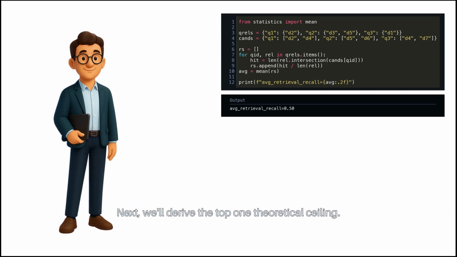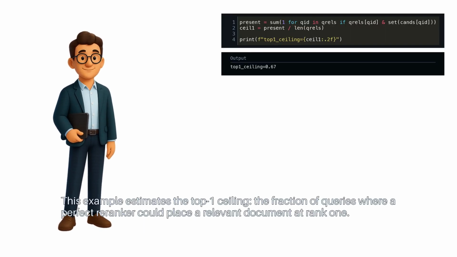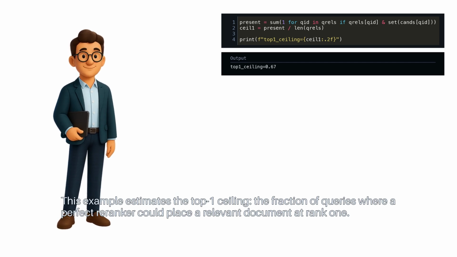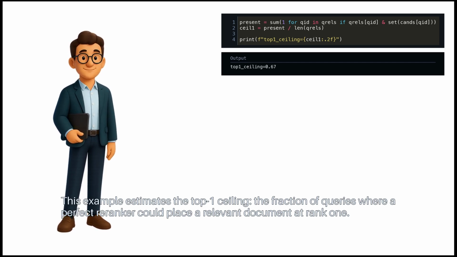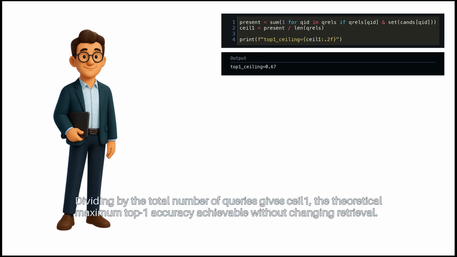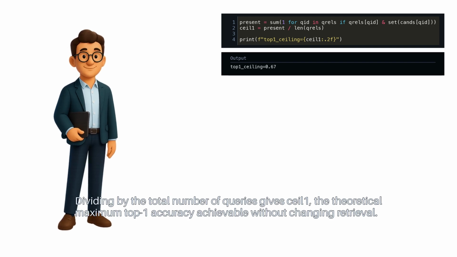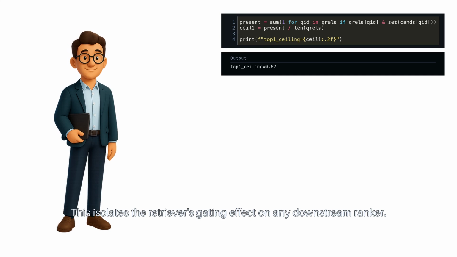Next, we'll derive the top one theoretical ceiling. This example estimates the top one ceiling, the fraction of queries where a perfect re-ranker could place a relevant document at rank 1. The variable present counts queries that have at least one relevant ID inside the candidate set. Dividing by the total number of queries gives ceil1, the theoretical maximum top one accuracy, achievable without changing retrieval. This isolates the retriever's gating effect on any downstream ranker.